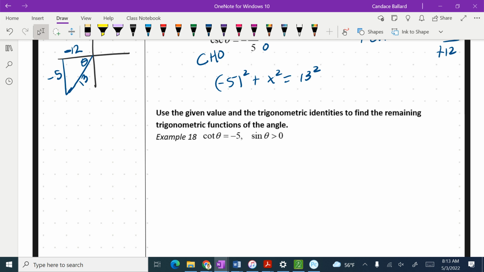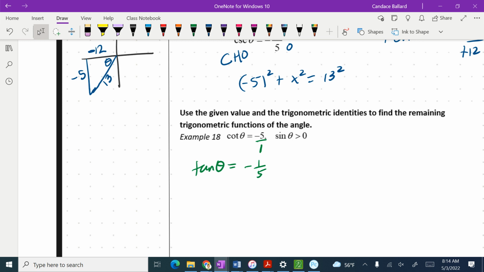Actually, I could do one of them right now, couldn't I? Technically, what's always in the denominator no matter what? 1. So if cotangent is negative 5 over 1, which one do I get for free? Tangent, right? I get to do the reciprocal, so I know that tangent is negative 1 over 5 or 1 over negative 5.